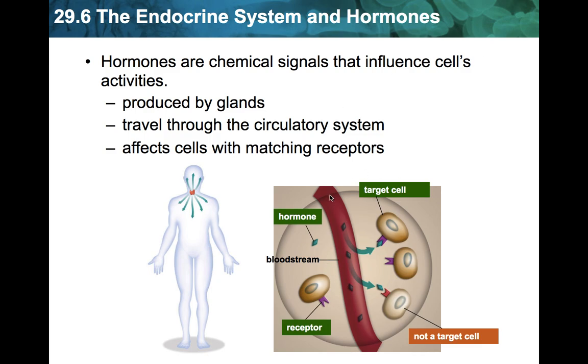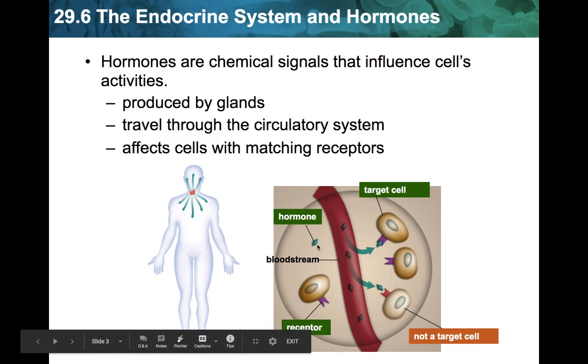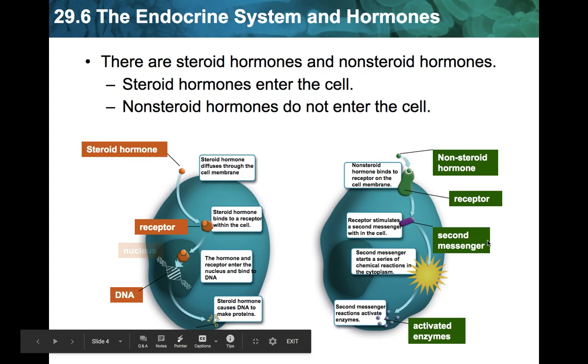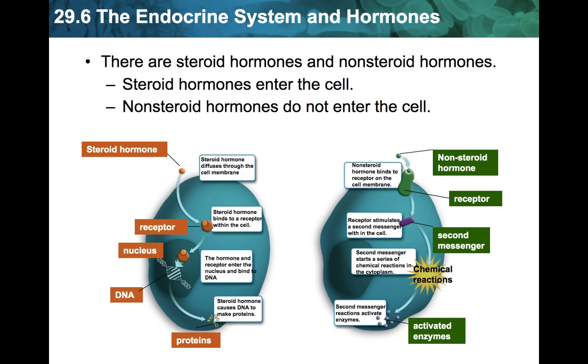So here's that picture again of our bloodstream, that little diamond-shaped hormone. It only fits into the target cell with the correct receptor. Not this one. This is not a target cell because it does not have the correct receptor for that hormone. And that's how hormones travel all throughout your body, because of the bloodstream.